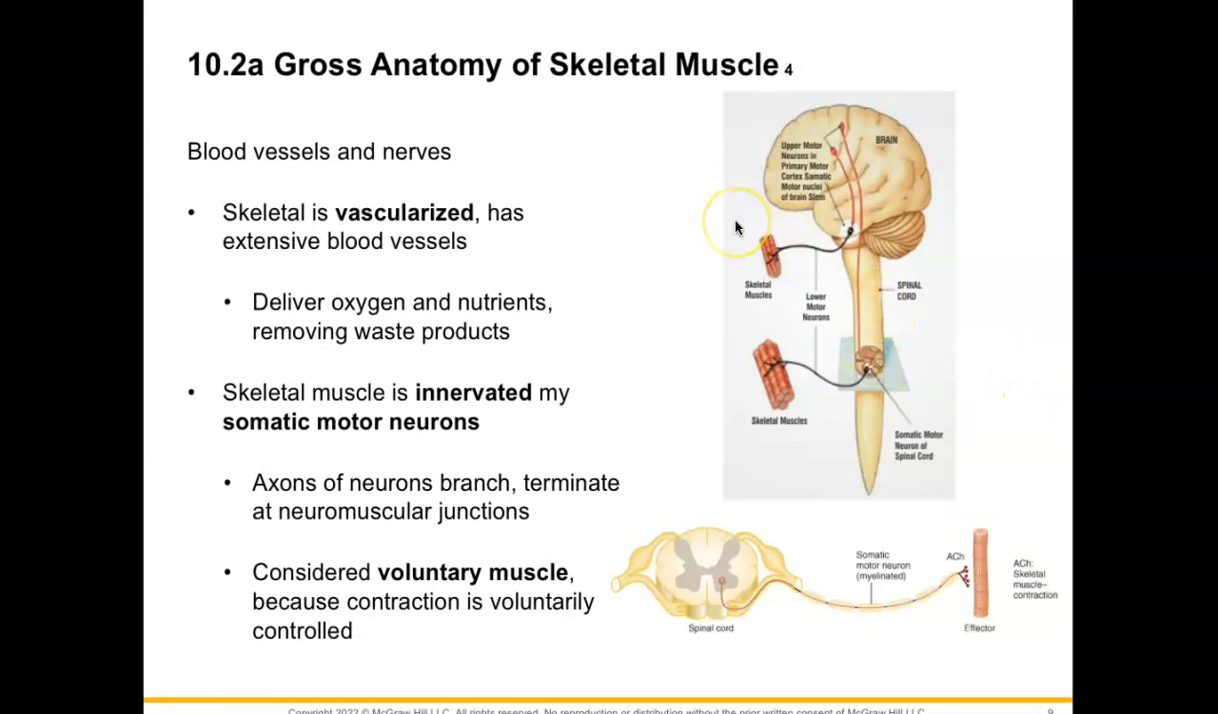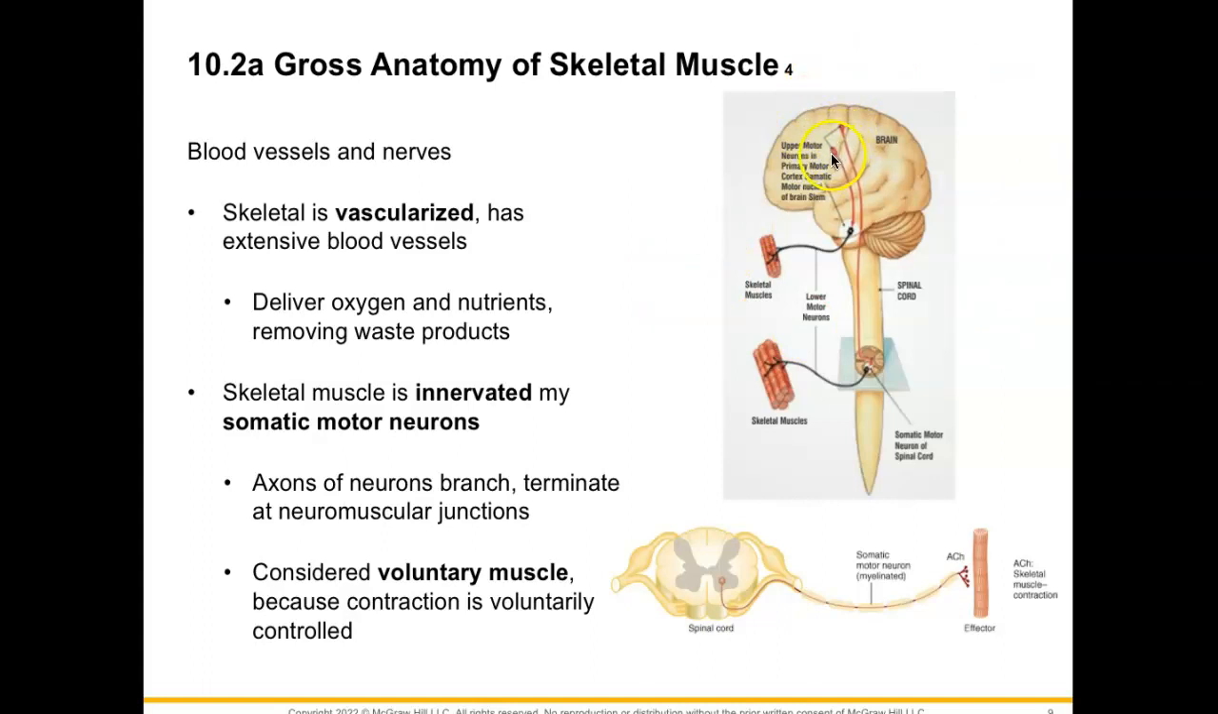Our blood vessels are going to highly vascularize our muscle tissue, meaning we've got lots of blood vessels and lots of capillaries around them, because our muscle cells are going to need oxygen and nutrients so that they can function properly, and we need the blood vessels, mainly veins, to be able to carry away the waste products.